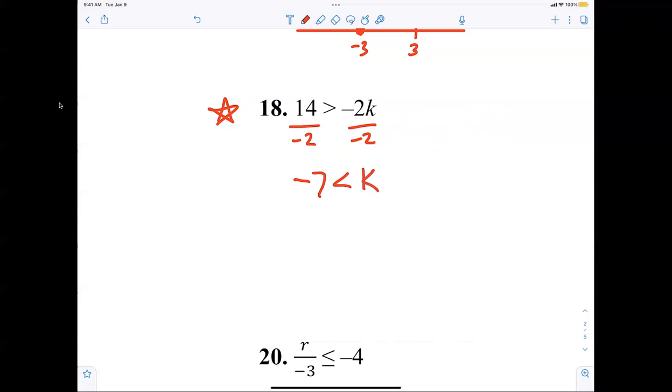When you multiply or divide by a negative, notice I'm highlighting this, the inequality went from greater than to what? To less than. Now we always have to put the variable first. So the final answer now would be what? K is greater than -7. So I had to switch it twice that time, which is kind of annoying. That's why you have to be careful with inequalities.